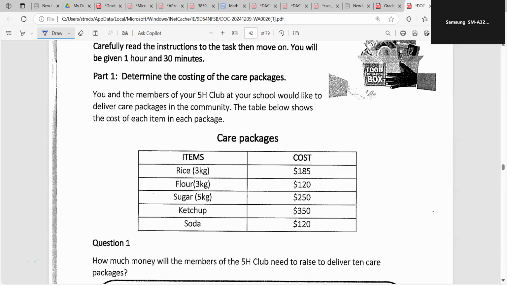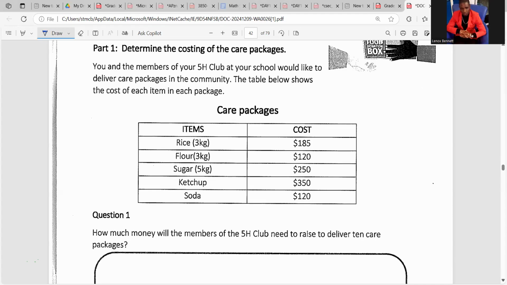How much money will the members of the FH club need to raise to deliver 10 care packages? So they wanted to calculate how much money it would cost to deliver 10 care packages. So this is one package, right? They itemized it, and they gave you the cost for each item, and you're saying what will be the cost of 10 of them. So I want you guys to work out that, please. And remember, please show all working.